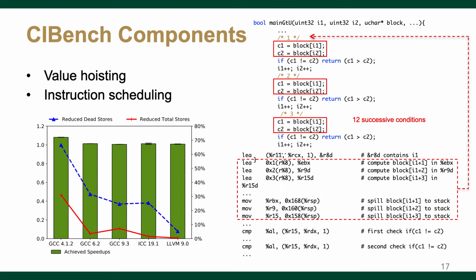So through our experiment, we can see that only GCC4 suffers from this inefficiency, and all the other latest compilers do not aggressively schedule instructions, so they do not suffer from this inefficiency.